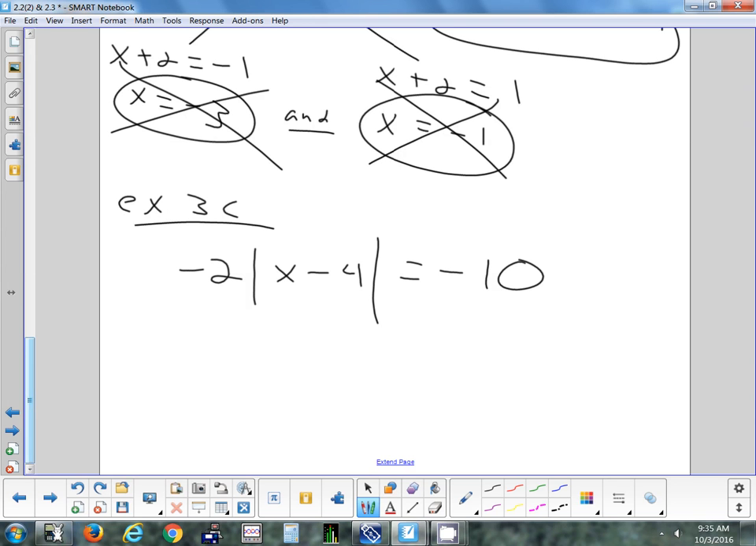I thought I said if it has a negative on the right, it's no solution. Yeah, but the problem here is the absolute value is not by itself. So if you divide by -2 first, now you've got a problem you could solve.